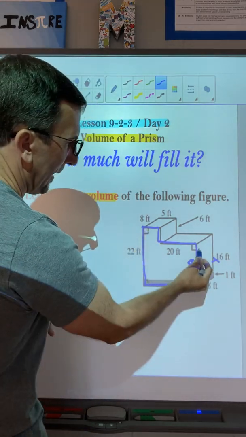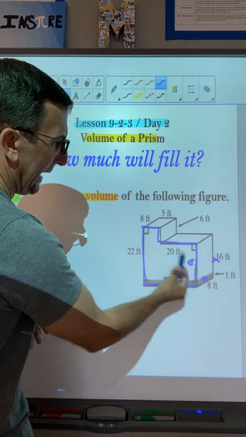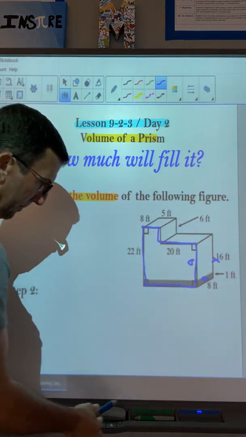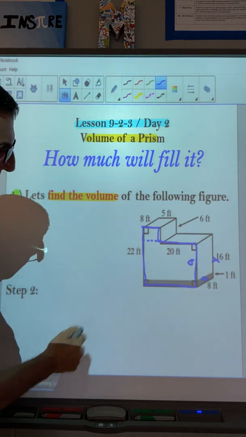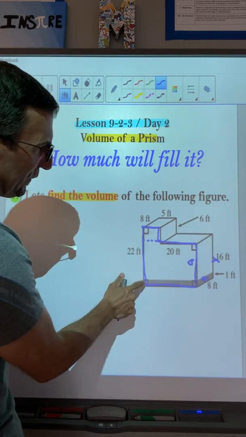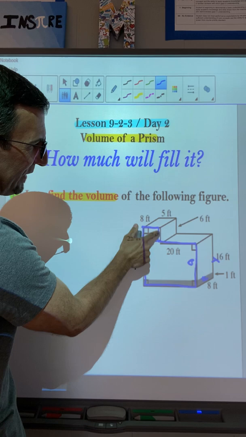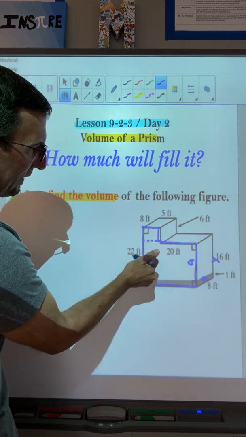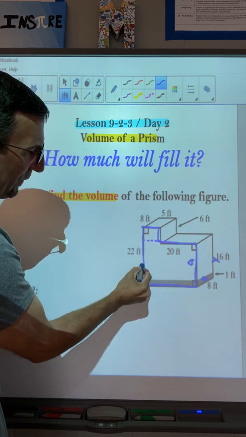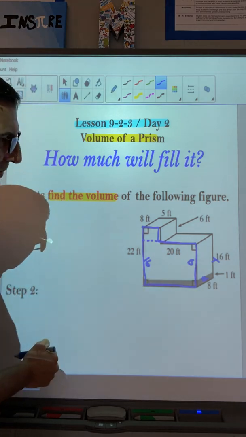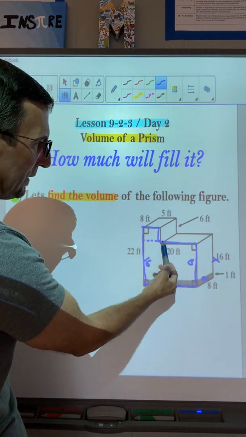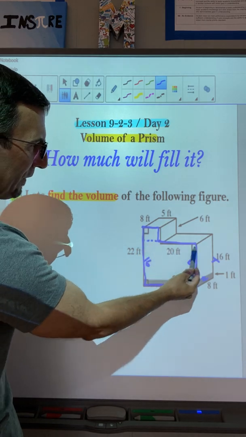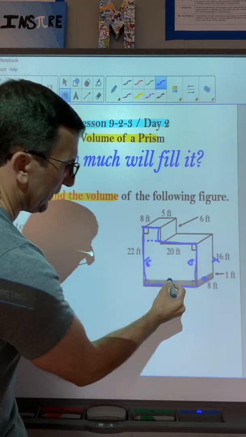Okay, so if this is my bottom layer, this is the area that I want to find right here. So I'm going to cut a little piece off right there. I know that this whole side is 22. And since this is 6 right here, that means what I have left over here is 16. And this is 20. And then this is 5. So all the way across is 25.